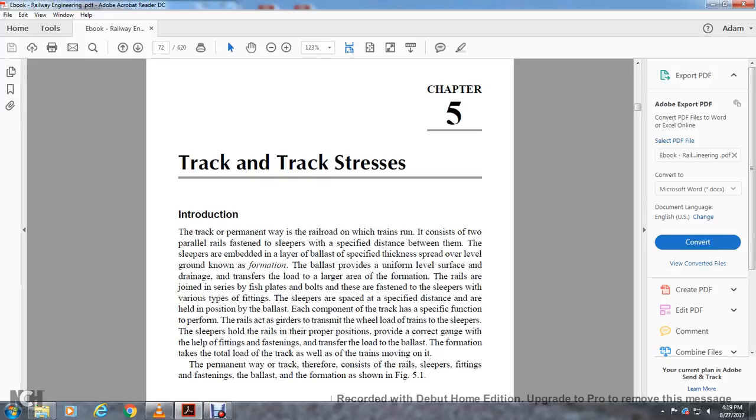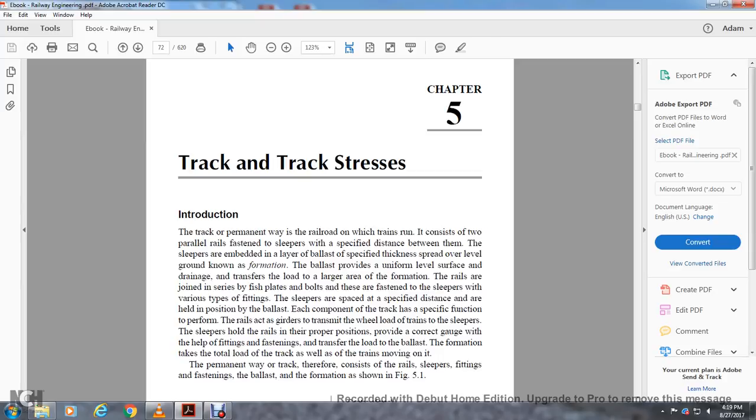It consists of two parallel rails fastened to sleepers with a specified distance between them. The sleepers are embedded in a layer of ballast of specified thickness spread over the route, known as the formation. Ballast provides a uniform level surface and transfers the load to a larger area of the formation. The rails are joined in series by fishplate bolts, and they are fastened to sleepers with various types of fittings. Sleepers are held at the specified distance by the ballast.